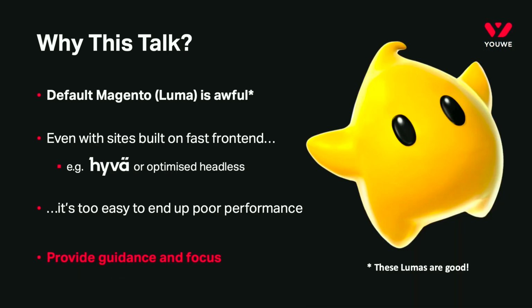So why this talk? One word really, Luma. And unfortunately, I'm not talking about the lovely, cute things from Super Mario. I'm talking about the default Magento front end, which is basically terrible from a performance point of view, and also from a development experience point of view. But even if you pick something else, something more modern and fast, like Hyvä or headless, you can still end up with a really slow site if you're not careful. So I'd like to try and provide a little bit of guidance.